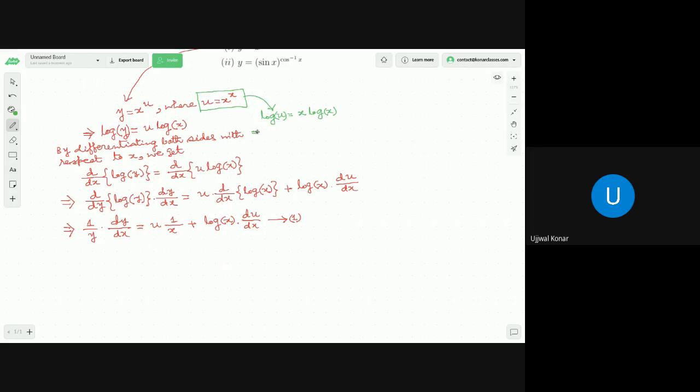Now again the same approach, by differentiating both sides with respect to x, we get d/dx of log u is equal to d/dx of x log x. Correct or not? Now again the chain rule, d/dx of log u we directly cannot do. What you need to do? We need to do d/du of log u into du/dx. That is equal to x into d/dx of log x.